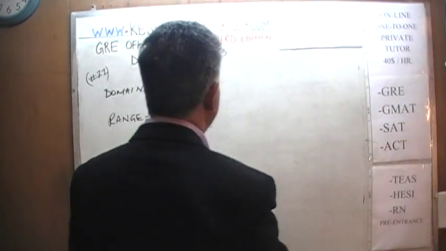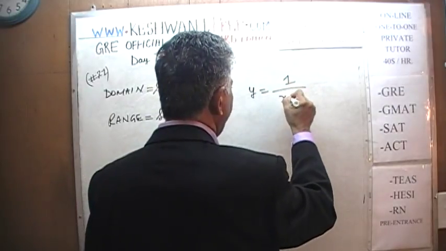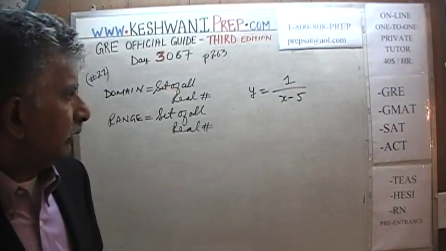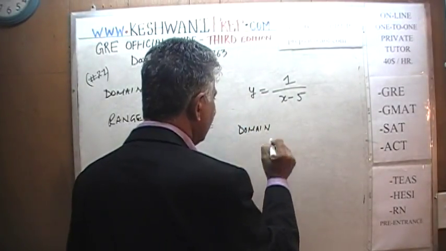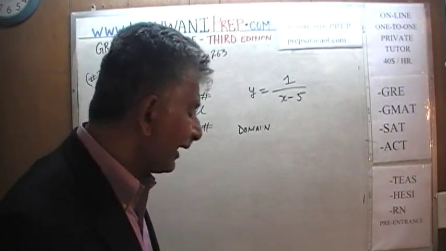Take a look at this function. Very simple function. y is equal to 1 over x minus 5. What is the domain here? Do you know? Can you state the domain? What's the domain? In other words, what are the values that x can take?